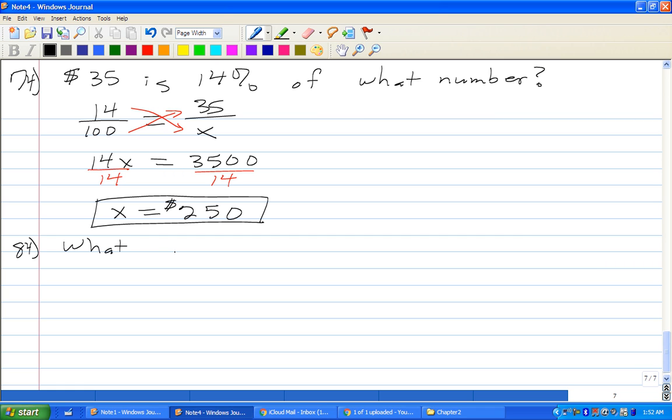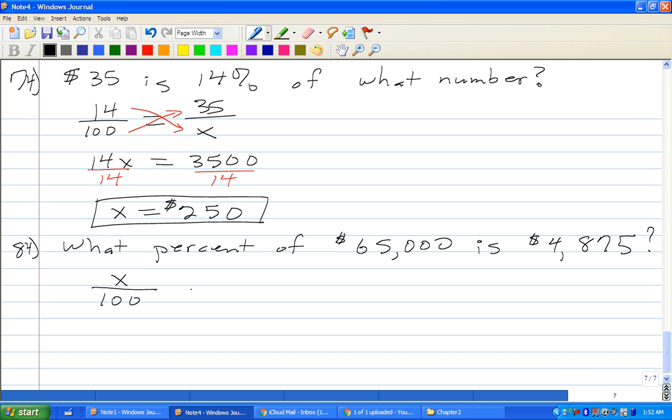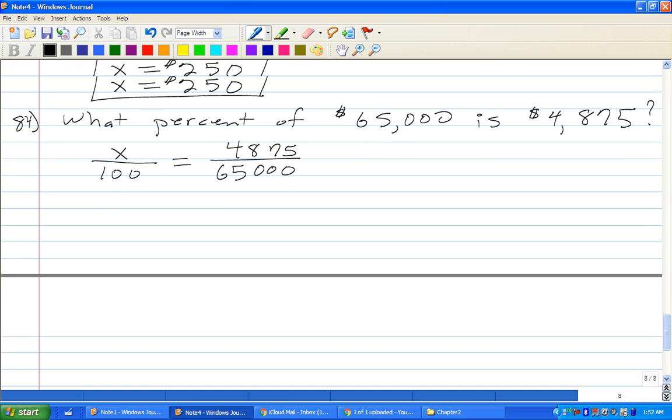What percent of $65,000 is $4,875? And so what percent of $65,000 is 4,875? So let's cross multiply.